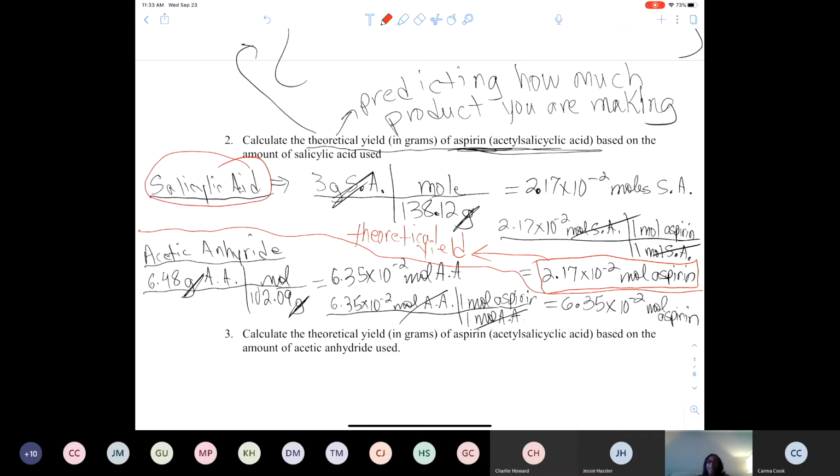So therefore, based on that, which one of these reactants do you think is the limiting reactant? Salicylic acid or acetic anhydride? Is it the salicylic acid? Very good. Because it limits the amount of product, aspirin, that we can produce. So salicylic acid is our limiting reactant.